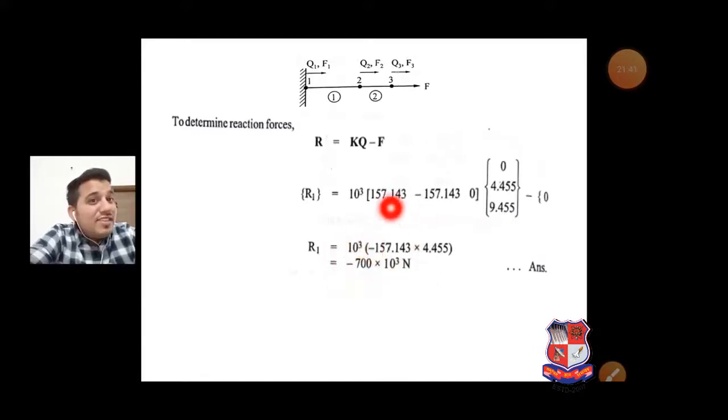How much will it be? It will be equal to F. We know that F is equal to 700 into 10 raised to 3 Newton. If you have some mathematical problem in your steps, then you can compare it properly. If it is not 700 into 10 raised to 3 Newton, something is wrong. It will be a minus sign because both forces are equal and opposite, that's why it is the equilibrium condition for the beam.